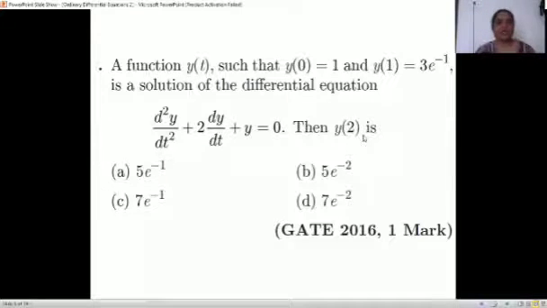Okay, it is your turn now. Write the equation with D square, calling d by dt capital D. So we get D square plus 2D plus 1 equal to 0. Written? Then just tell me the roots.